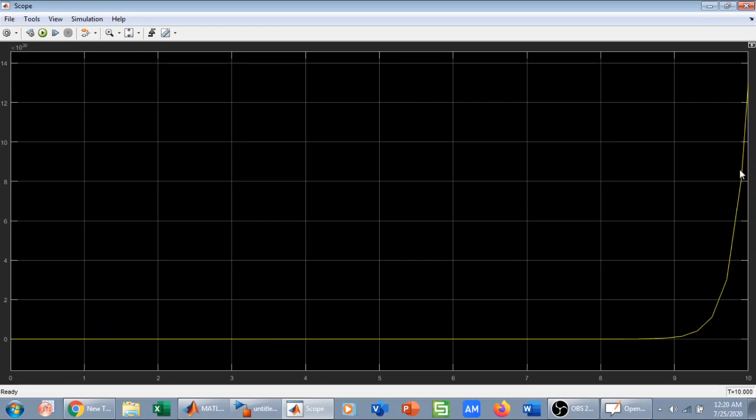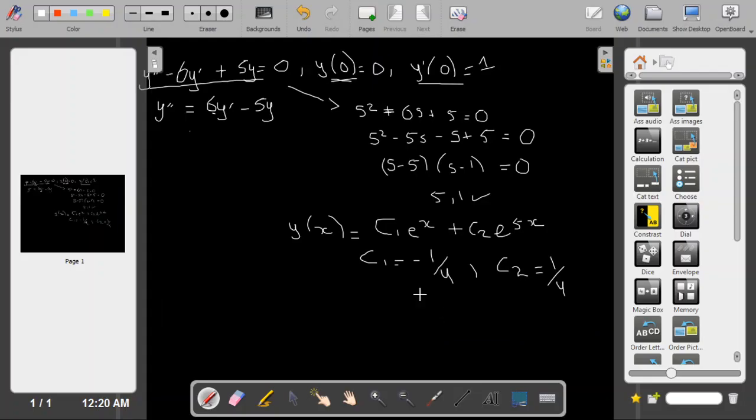which is the solution, which is actually minus 1 by 4 e power x plus 1 by 4 e power 5x. Fine. I can also confirm it in MATLAB. For example, we saw here that our solution was minus 1 by 4 e power x plus 1 by 4 e power 5x. This was my solution.